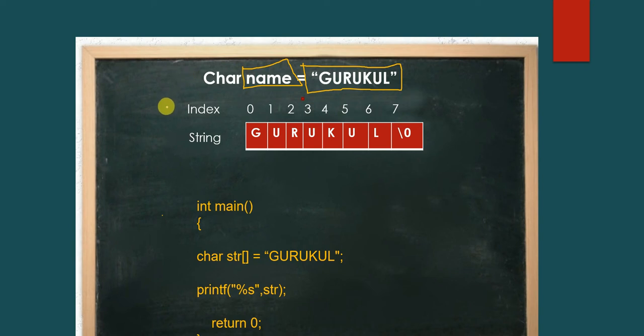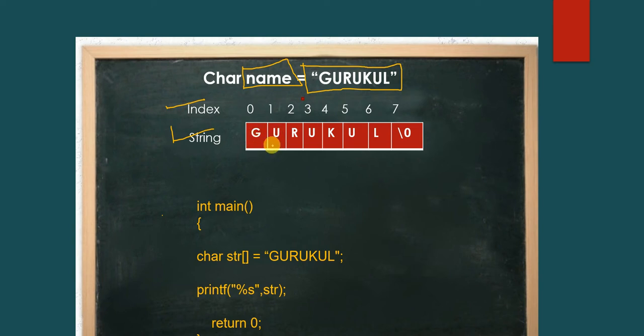Two things you should remember in strings: one is index, another one is string. Index starts from 0 always, and it is used to access the characters in the string. And what is a string? String is a set of characters. So here G is a character, U is a character, each letter.